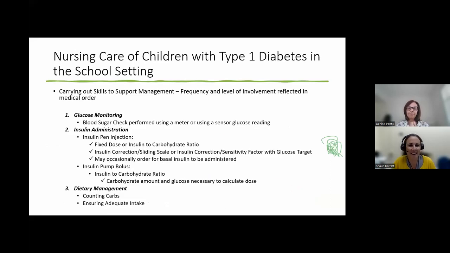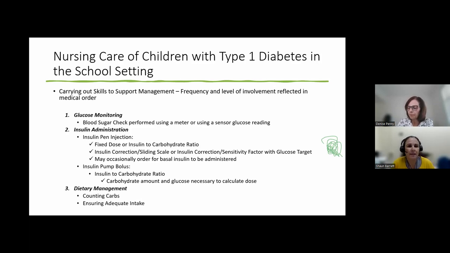All right. So I think I'm going to carry forward, and just build off what Denise was talking about in regards to what types of orders you might see. Generally, there are three aspects to what students in school need support with. First, glucose monitoring, because they're doing a blood sugar check before lunch. That could be performed using either a blood sugar monitor or a CGMS, which are becoming far more common, especially in our younger children. As well as, of course, insulin administration.